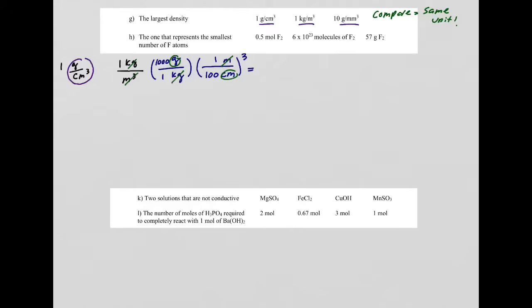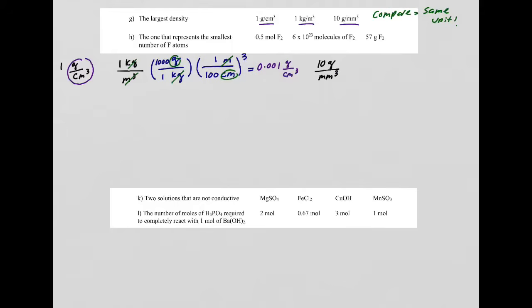All right. Again, remember over here, this is not 100 anymore. This is 100 cubed. So if you do that, what you end up getting for an answer is 0.001 grams over centimeter cubed. Perfect.